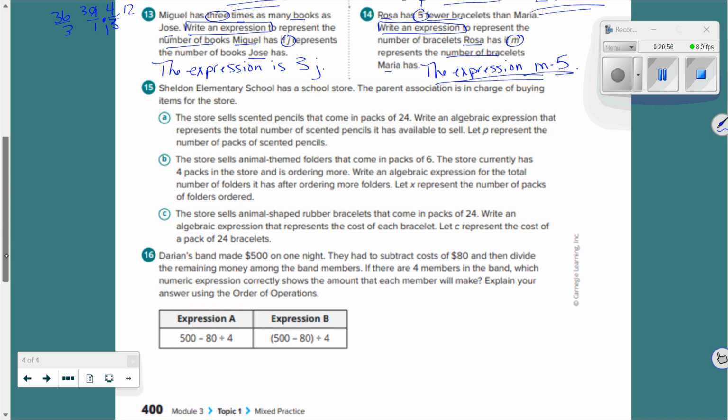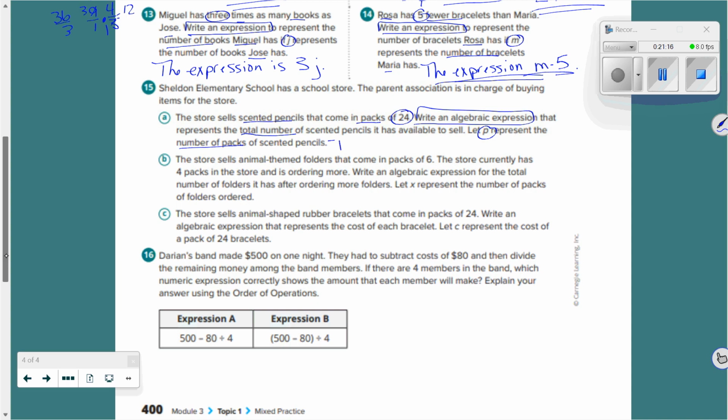Okay, last couple. Elementary schools have a school store. They have parent associations in charge of buying items. They sell sets of pencils that come in packs of 24. Write an expression that represents the total number of pencils available to sell. Let P represent the number of packs of pencils.